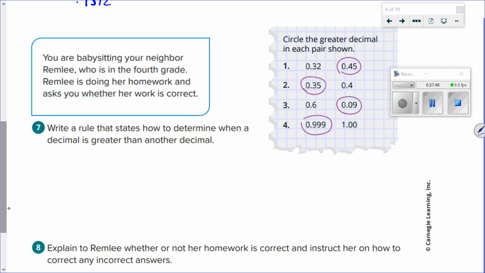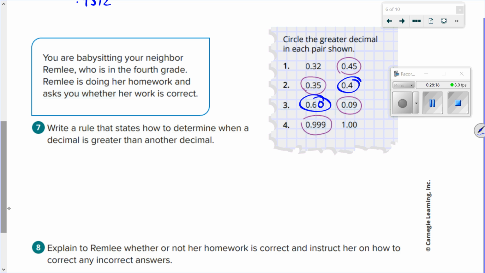What about number 2? Raise your hand if you think she's correct. So we all agree it should have been 4/10. Okay, number 3, raise your hand if you think she's correct. So an easy way to do that would be, as I heard a few people say, make the same place values. So 60 hundredths is bigger than 9 hundredths, right? So that one she was wrong. It should have been here.